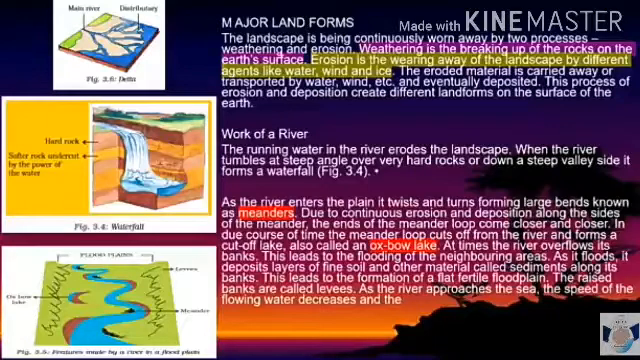So what is the work of a river? The running water in the rivers erodes the landscape. When the river tumbles at a steep angle over hard rocks or down a steep valley side, it forms, do you know which type of creation? It forms a waterfall. Points should be noted. This question may be asked. Have you followed? Now we come to the next point.